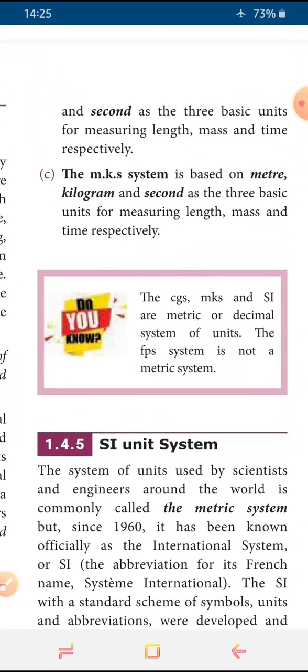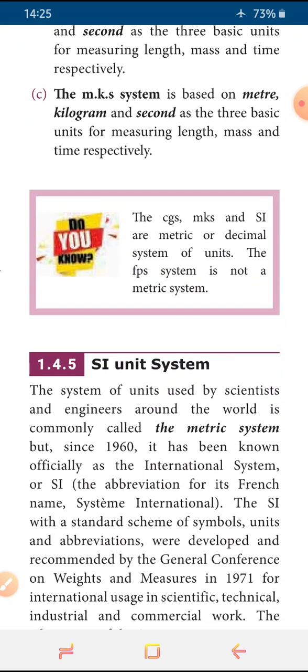And the third system is the MKS system, also called the MKSA system. We can say it both ways. In MKS, M is for meter, K is for kilogram, and S is for second. This method is called MKS. As the 3 basic units, meter is for length, kilogram for mass, and second is for time. This is the third system. Still we are using this method.